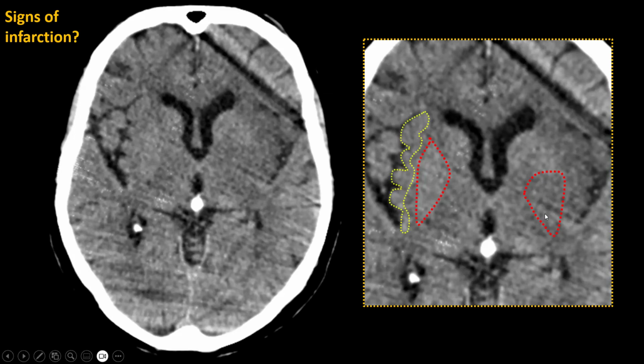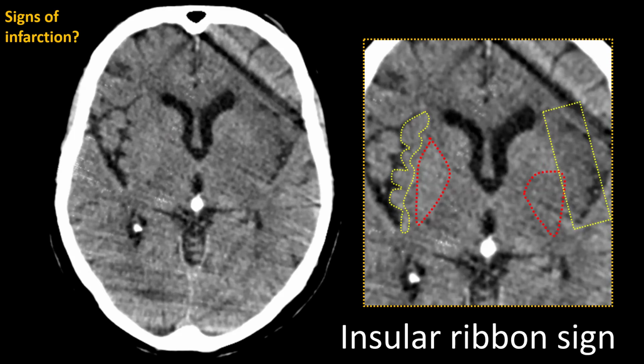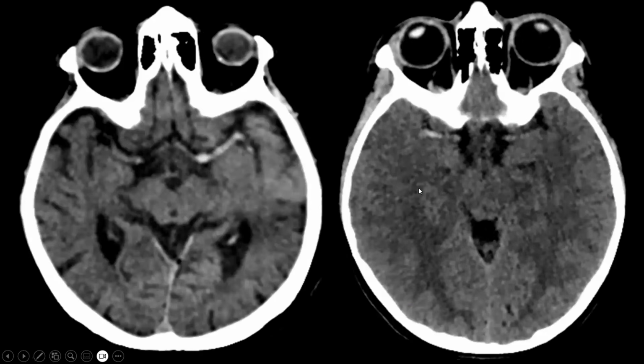But what is missing as well? The cortex of the left insular ribbon, or the left insular cortex rather. Clearly seen on the right side, absent on the left. This is an insular ribbon sign or absent insular ribbon, and is also a sign of early infarction. A last sign you should look for is a dense artery sign.